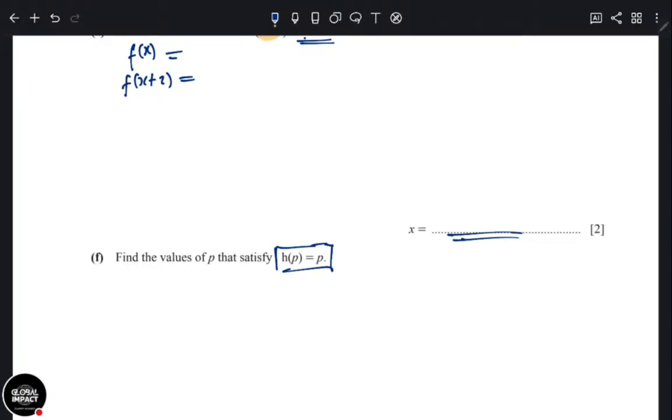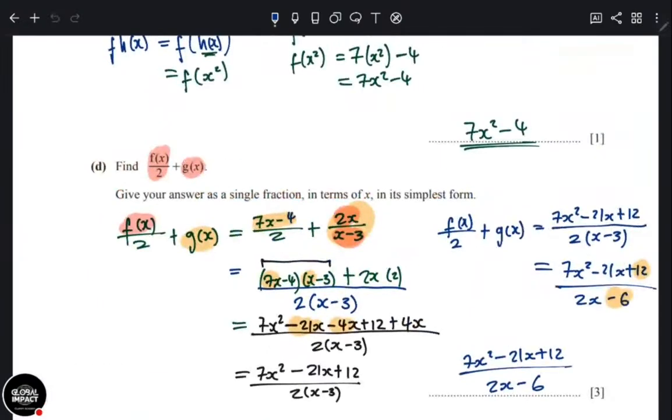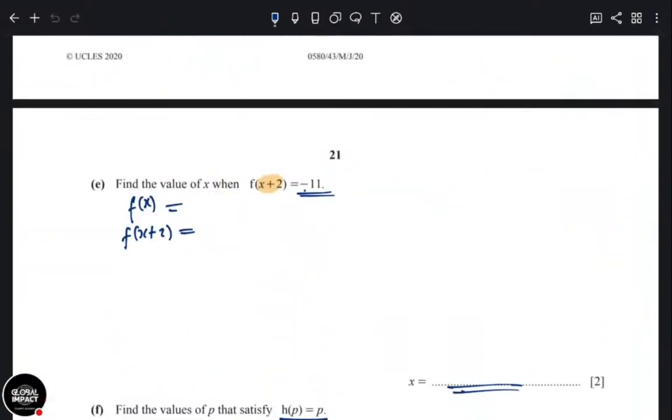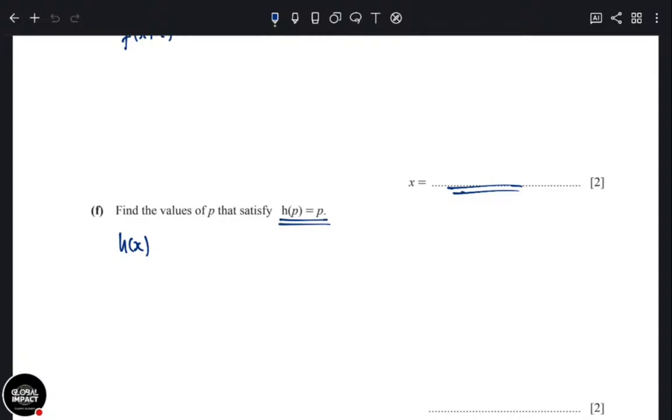Thank you so much. This is easy. I know you will try your best. Here they'll say find the values that satisfy h of p being equal to p. You have h of x, you will put your h of x. What is h of x? H of x is equal to x squared.